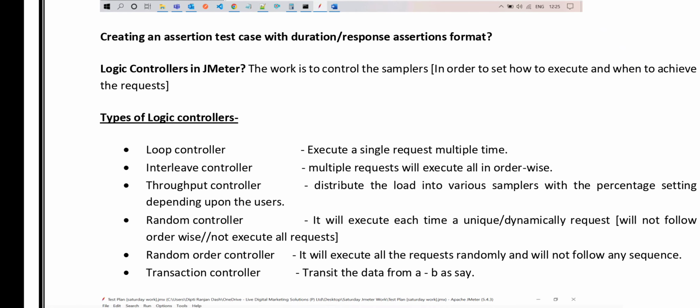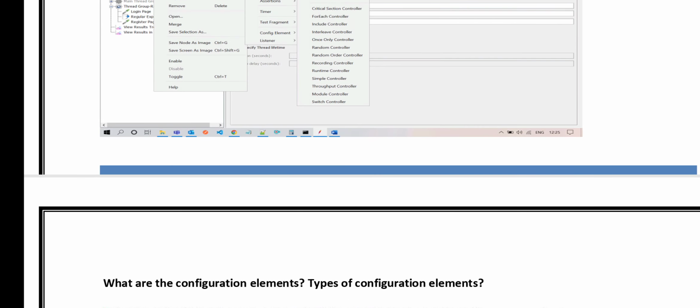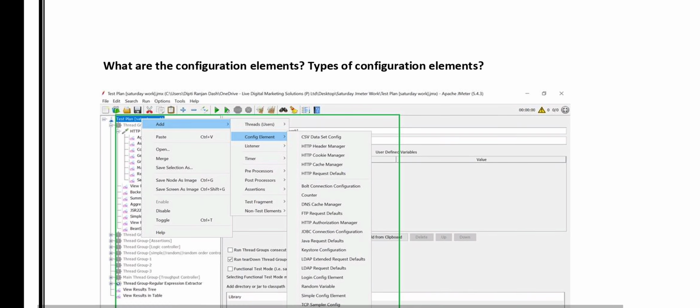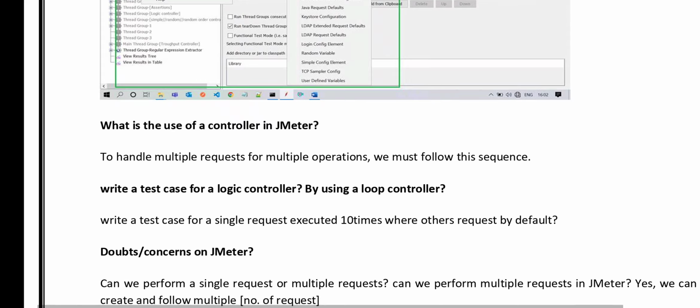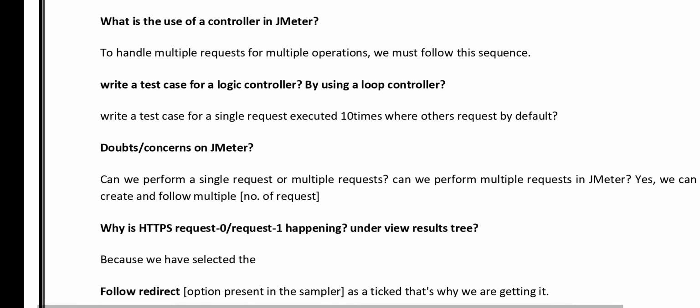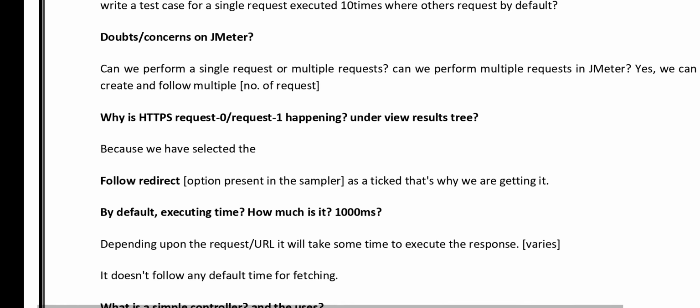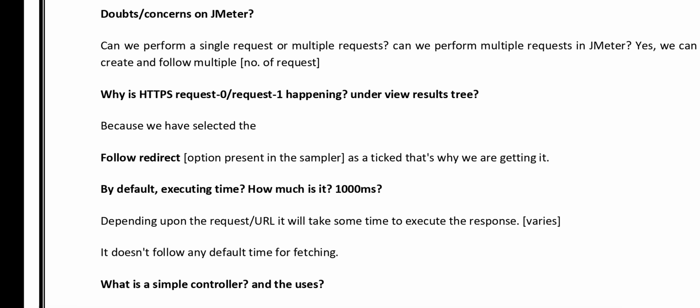What do you know about logic controllers? What are the types of logic controllers? What are configuration elements and what are the different types of configuration elements? What is the use of a controller in JMeter? Write a test case for a logic controller by using a loop controller. Okay, there is a question here.